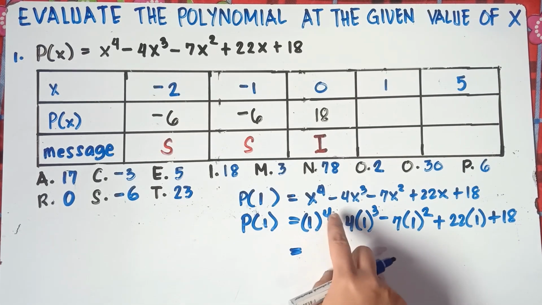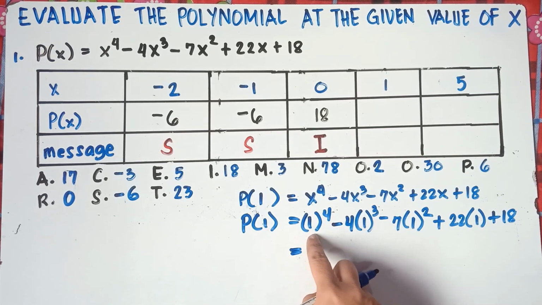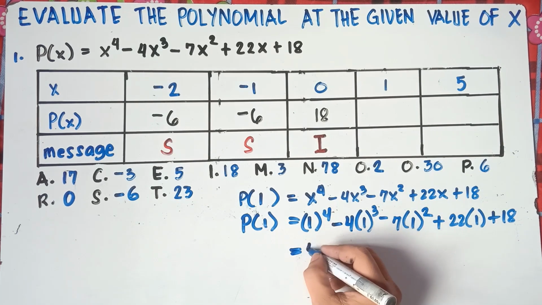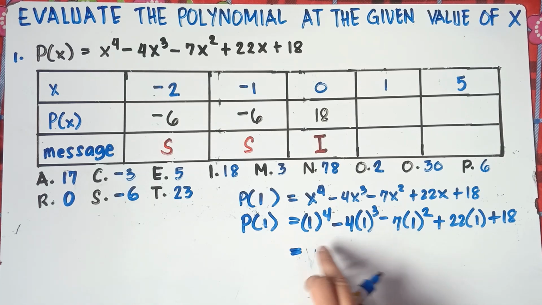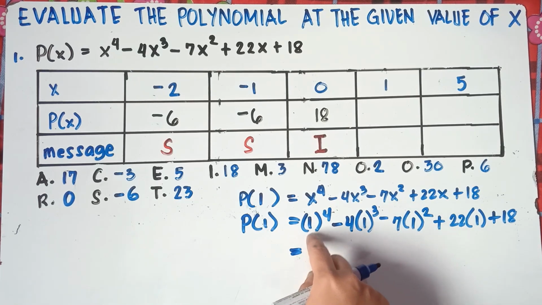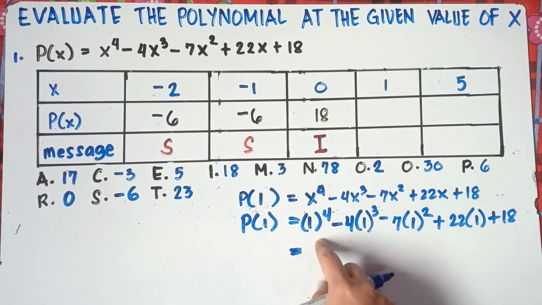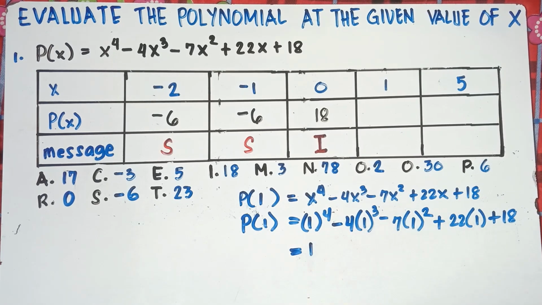Alright, so 1 raised to the power of 4, it means you multiply 1 by itself 4 times. 1 times 1 times 1 times 1. Your answer is still 1, class. Once again, 1 raised to the power of 4 means you multiply this 1 four times. So 1 times 1 times 1 times 1. That's still 1. Positive 1.